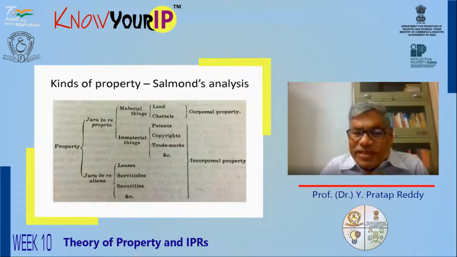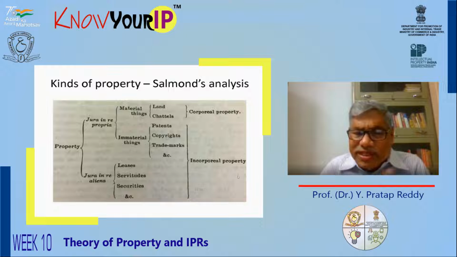Property is either corporeal or incorporeal. That is the major classification. All incorporeal properties are not intellectual properties. To make a distinction between these two, patents, copyrights, trademarks are known as intellectual property. That is a form of incorporeal property. Leases, servitudes, securities, etc. are also incorporeal property, but they are not intellectual. They do not come under intellectual property.